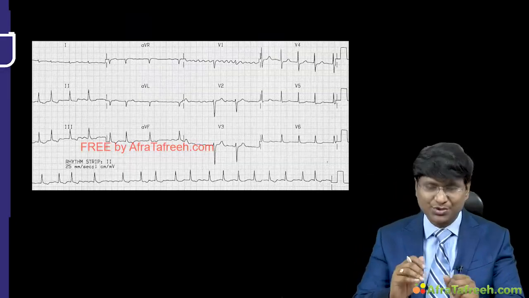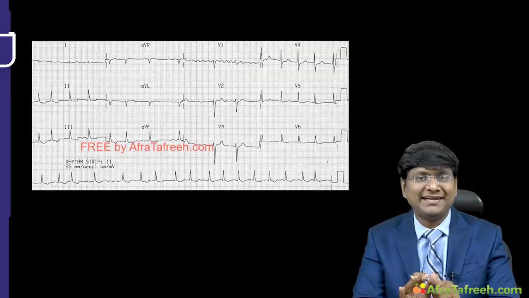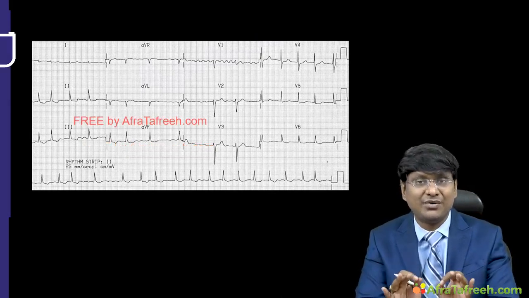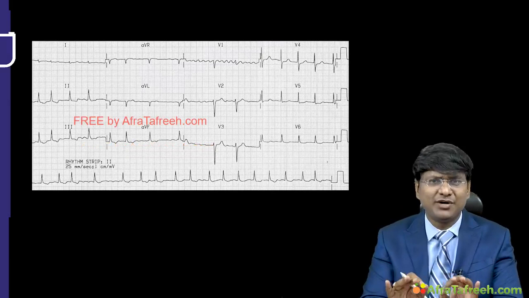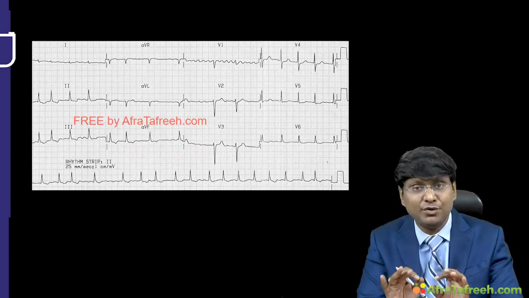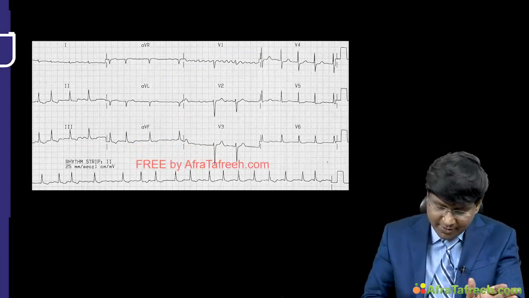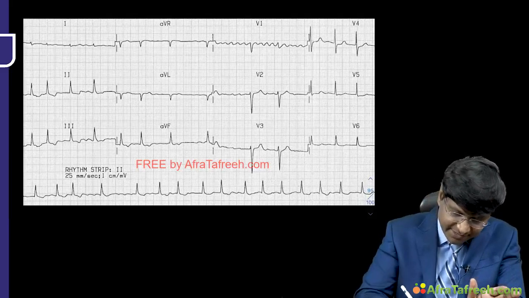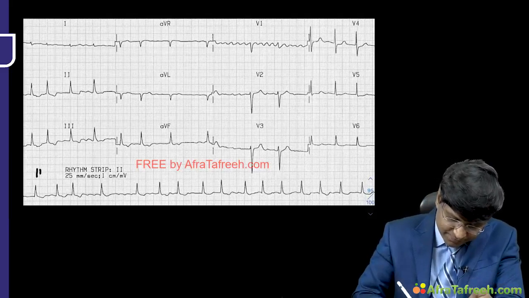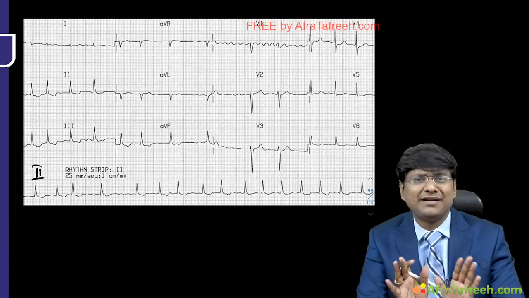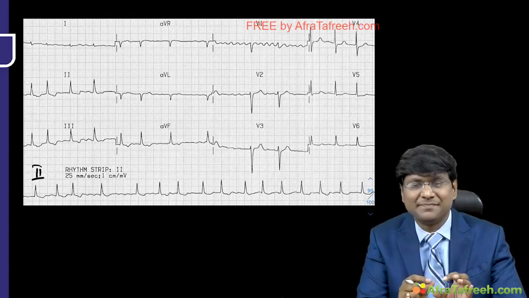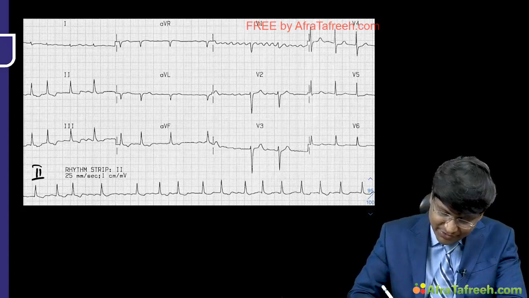Now, let me just show you one more ECG and let us try to figure out the abnormality of the P wave here. So, first thing, what did I tell you? If you want to look for the P wave, look for the rhythm strip. And what is the rhythm strip here? The rhythm strip is lead 2. As in when you look for lead 2, what is the striking thing? The striking thing is that you're having variable RR intervals.